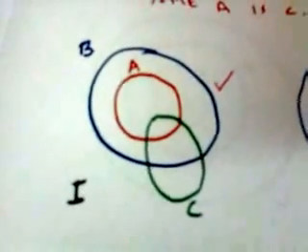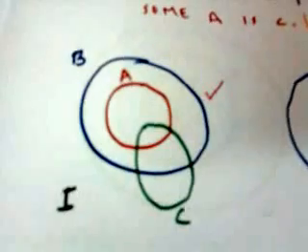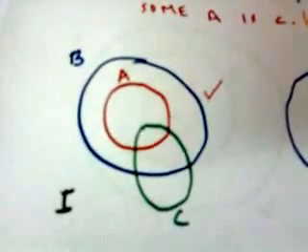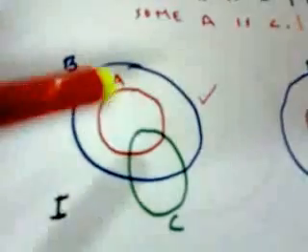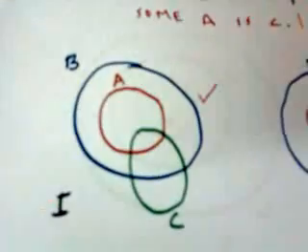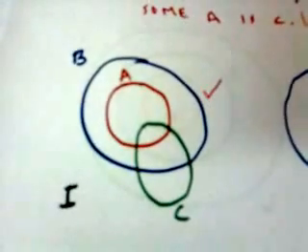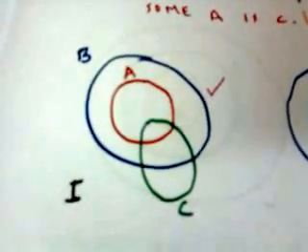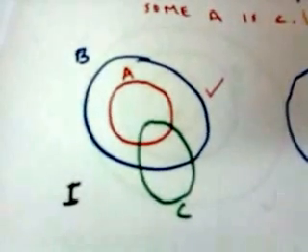Now from this figure, can we conclude that some A is C? Yes. If you see the figure, C is overlapping with A, and so we can see that some of the A's are C's. Hence, it looks like the conclusion is valid. At least for the first figure that we have drawn, the conclusion is very much valid, so we put a tick mark. Let's go to the second figure.